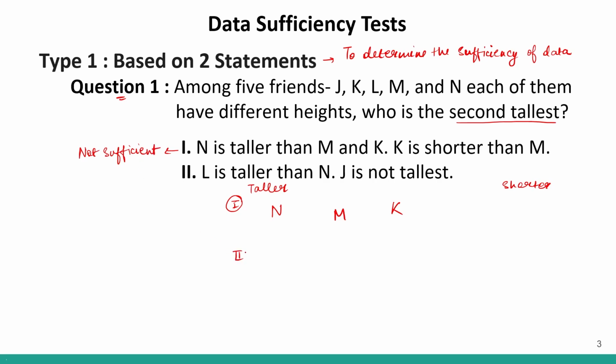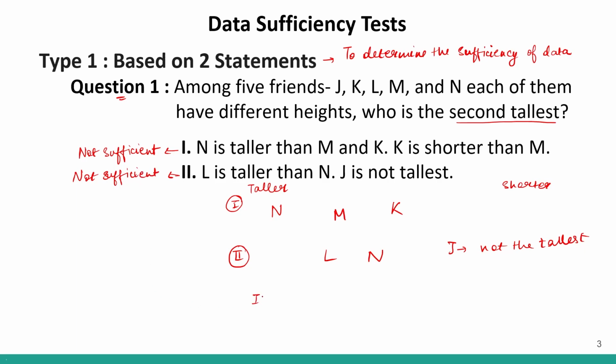Now let us look at statement 2. Statement 2 says that L is taller than N and J is not the tallest. Is this information enough to find the second tallest person? No. So 2 alone is also not sufficient.